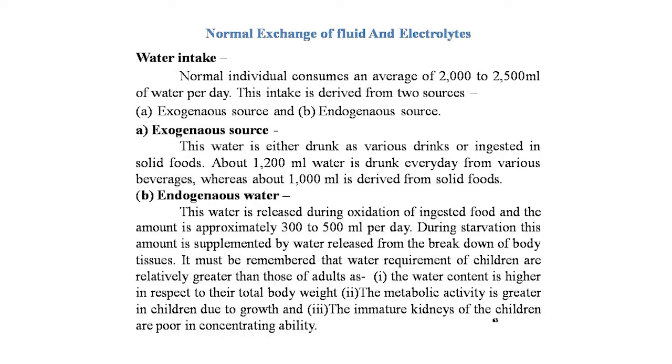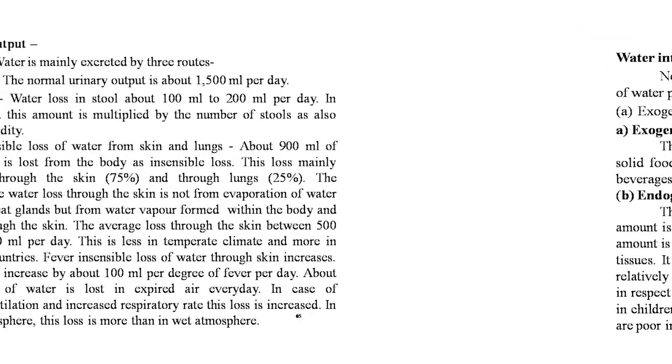Now the endogenous water. This water is released during the oxidation of the ingested food, and the amount is approximately 300 to 500 ml per day. During starvation, this amount is supplemented by water released from the breakdown of the body tissues. It must be remembered that water requirements of the children are relatively greater than those of adults, as the water content is higher in respect of their total body weight. The metabolic activity is greater in children due to the growth, and the immature kidney and the children are poor in concentrating ability. Now the water output.